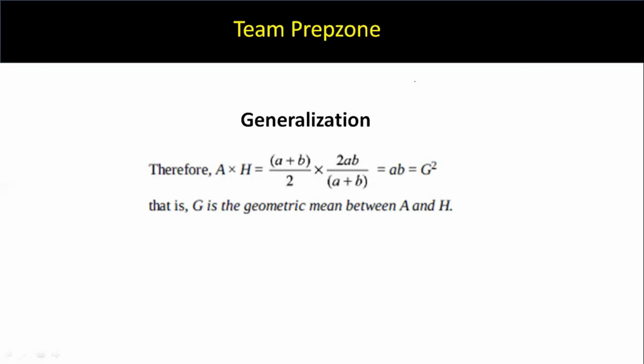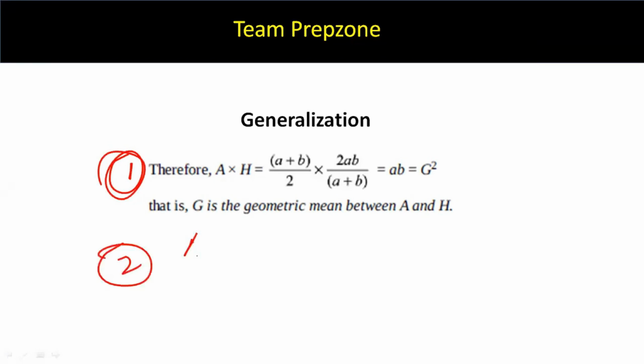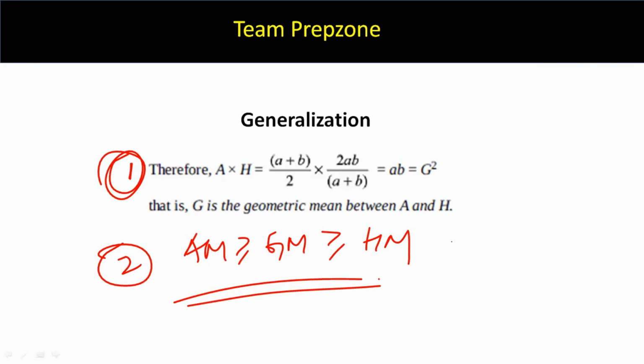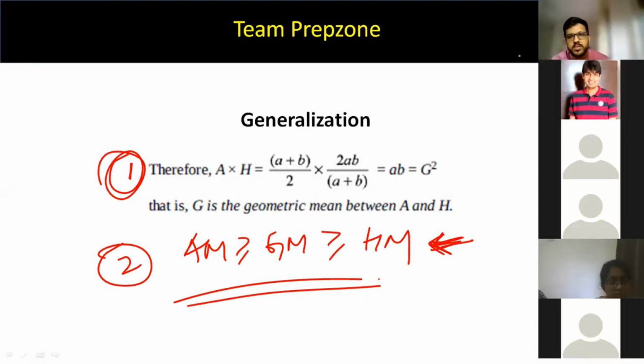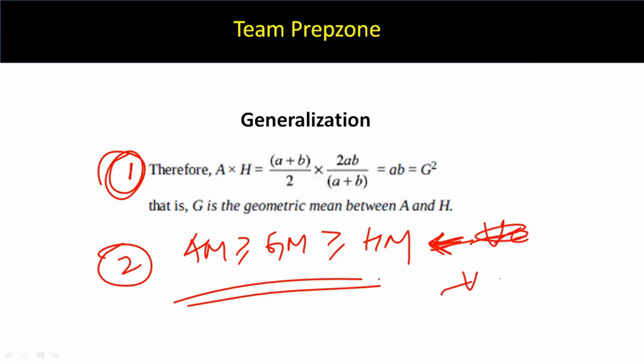ठीक है. This is one thing. And ये काफी important property है. And second important property is AM is always greater than equals to GM is always greater than equals to HM. But this is applicable when? Can anyone tell me? Only on positive real numbers. Only on positive real numbers. Correct. How do we write it? For all the values of x belonging to positive real numbers.